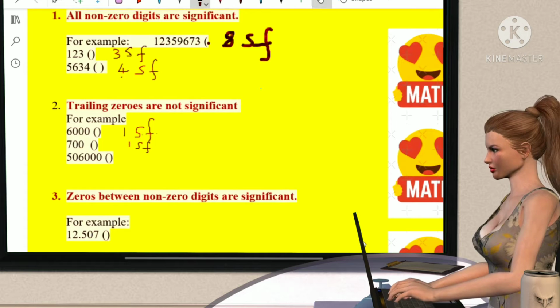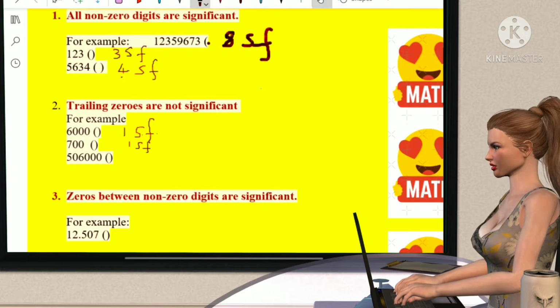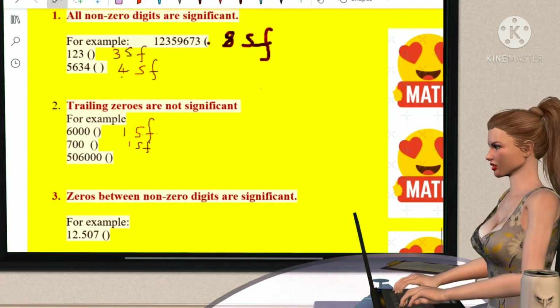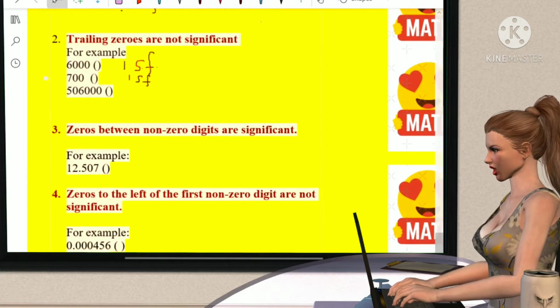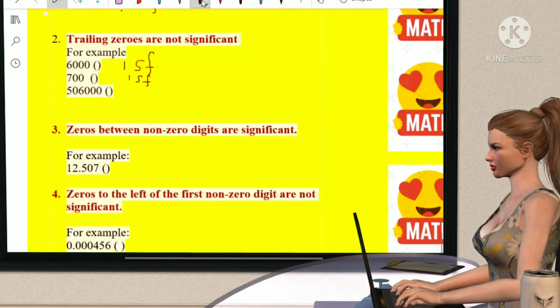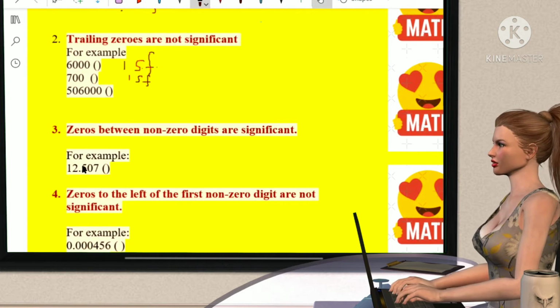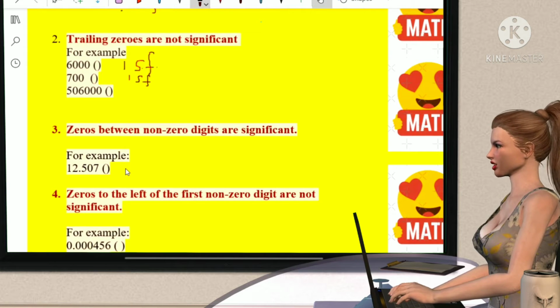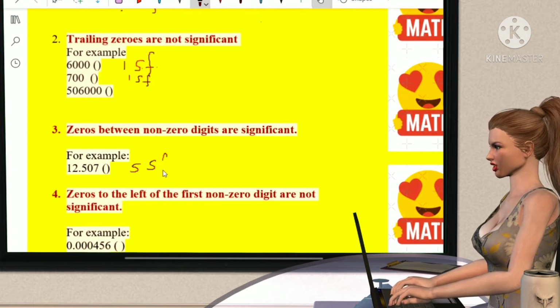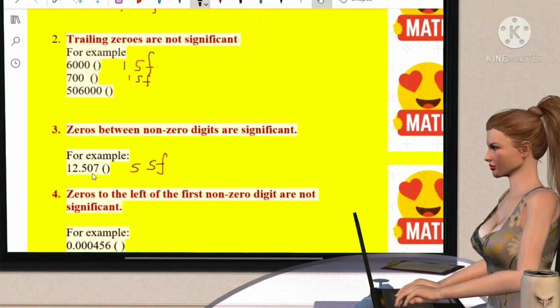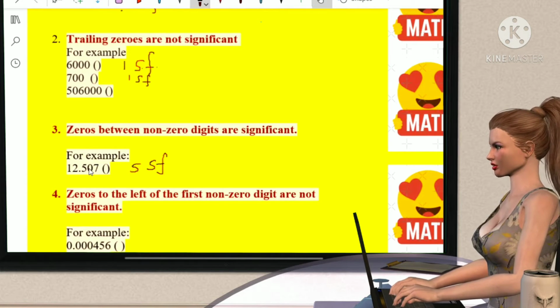Alright. Let's go down and say zeros between non-zero digits are significant. Right? So the zeros that come between the non-zero digits are significant. So for instance, let us look at 12.507. Now this 0 is between 2 non-zero digits. Those 2 non-zero digits are 5 and 7. It's in between. It means that this 0 is significant. So you have 1, 2, 3, 4, 5. 5 significant figures. There's a next reason that that 0 could be significant, which we'll soon get to.